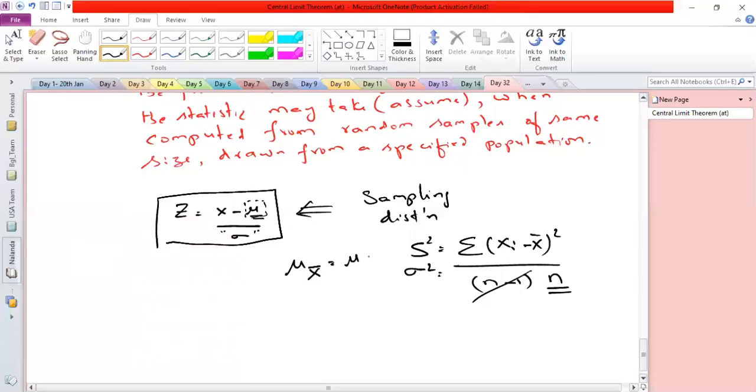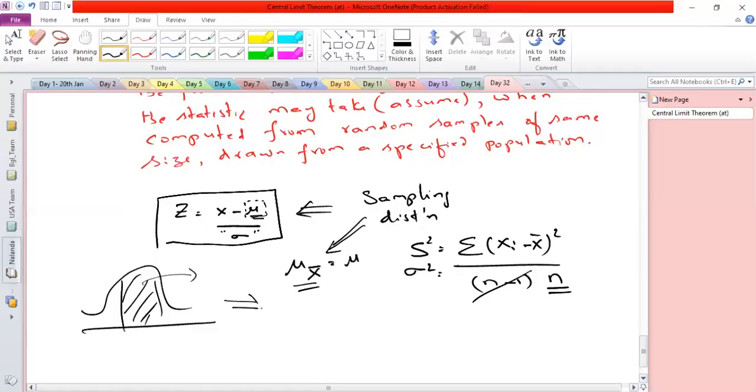Mu of x bar is nothing but mu. That means I am assuming whatever mean I get from the sampling distribution as mu, and I calculate the z value. From the z value, I go into the tables and get the probability. With this probability, I can tell you what my mu is, whether you are getting 180 seats or 110 seats or 150 seats or whatever it is going to be.